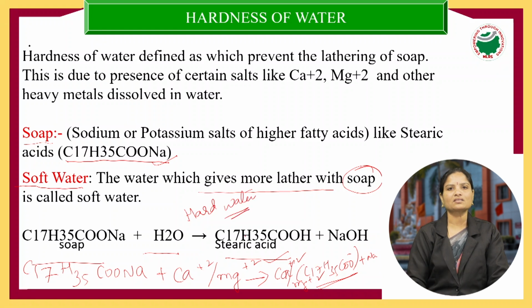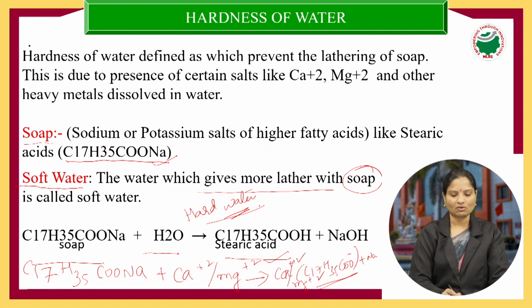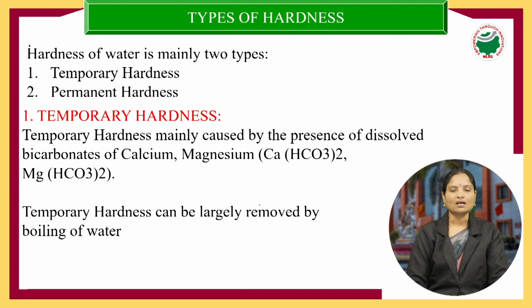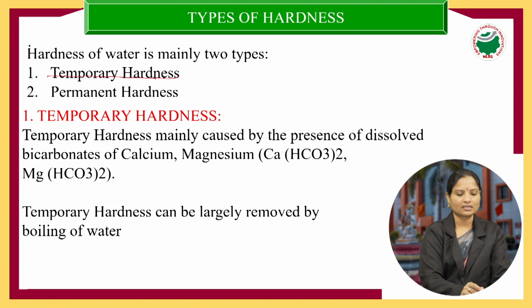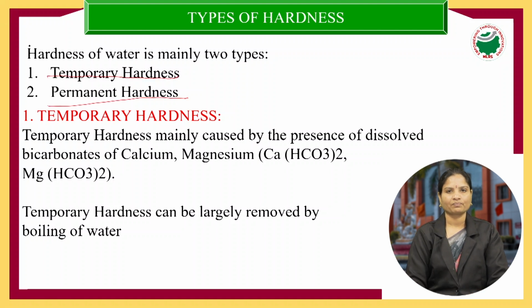This property is called hardness. Then hardness of water can be classified into two types: one is temporary hardness and the second one is permanent hardness.